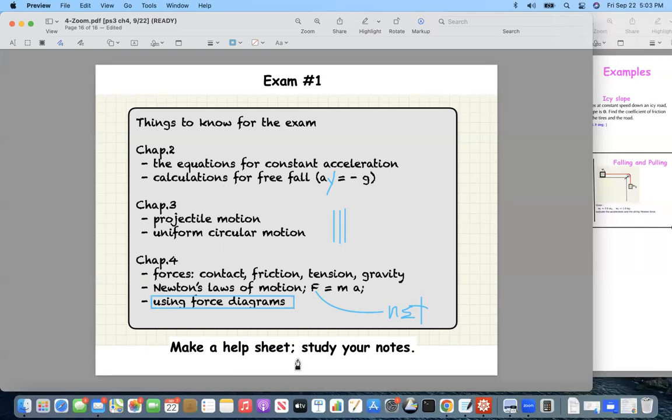So make a help sheet and study your notes. You've been taking notes in a physics notebook throughout the semester while you're doing the problems, while you're reading the chapter. That's the best way to study for the exam, which you're going to get the next day. You've finished the chapter 4 assignment. You have a rather short time to prepare yourself for the exam. What's the best way to prepare yourself for the exam? Study your notes, because those should all be familiar to you since you wrote them.